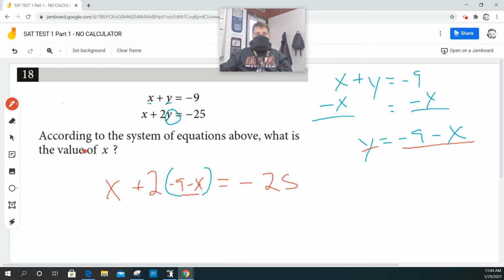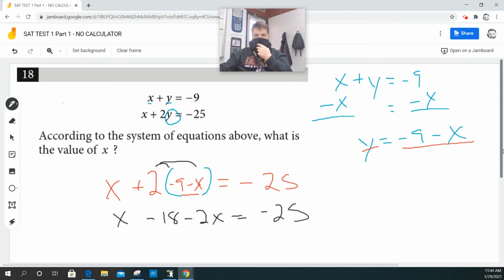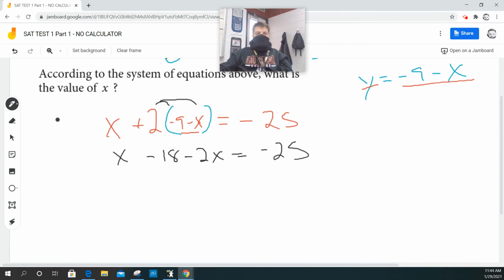Okay. Next step, I'm going to distribute the 2 through the parentheses. 2 times -9 is -18. 2 times -x is -2x. And then I have a positive x over here. And that's equal to -25. So far, so good.